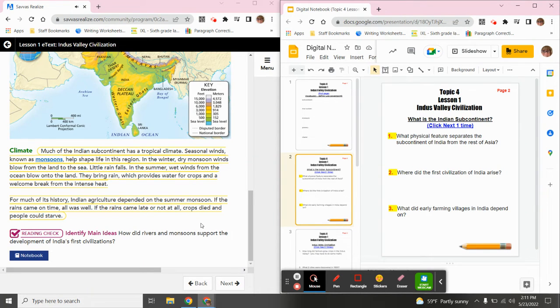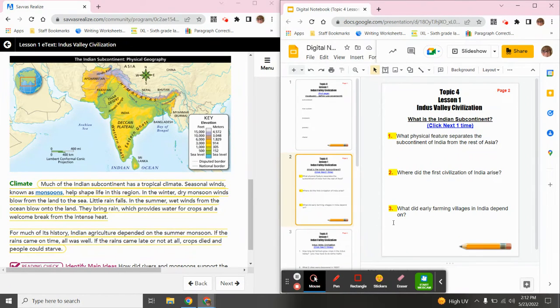For much of its history, Indian agriculture depended on the summer monsoon. If the rains came on time, all was well. If the rains came late or not at all, crops died and people could starve. Number 3, what did early farming villages in India depend on? So you will find that answer in this yellow circled text right there.